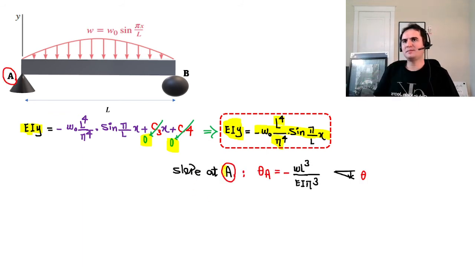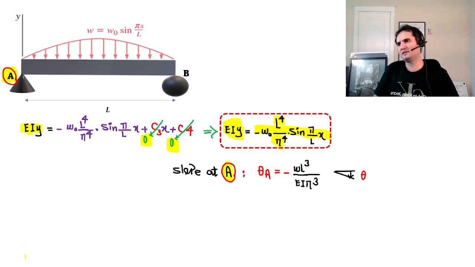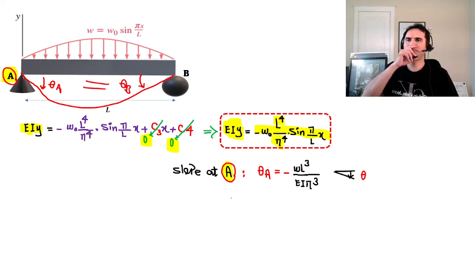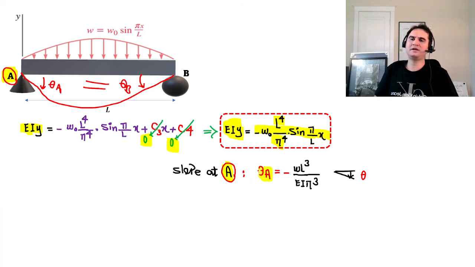And at the same time, the slope at A, because it's a simple support, we can have an angle theta at both ends, and they are identical to each other due to symmetry. Theta A is equal to theta B, and if you do the math, it gives you theta A is equal to negative w naught L cubed over EI pi cubed.